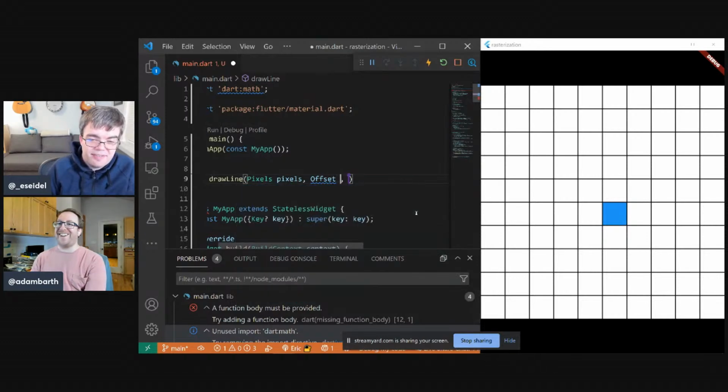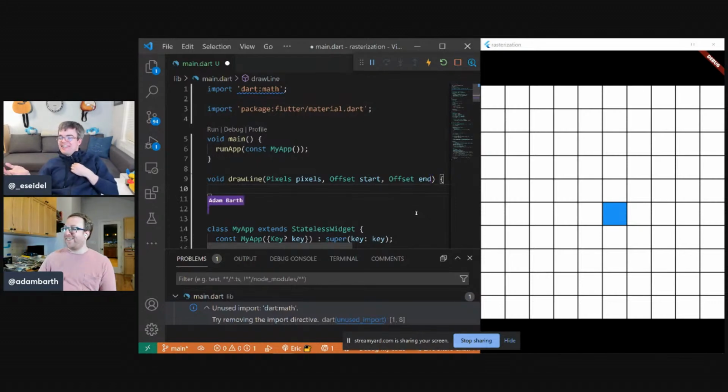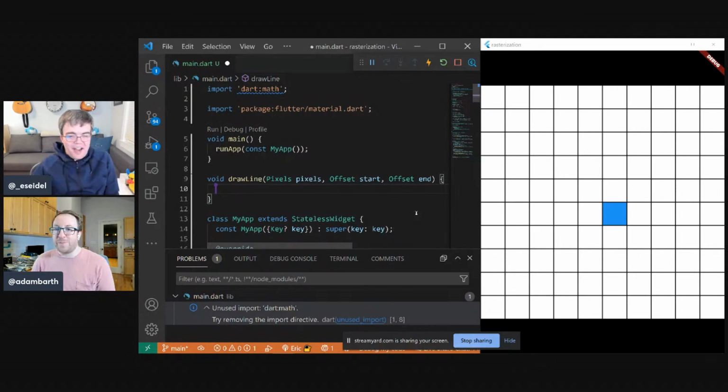Flutter has this class, right? Well, what a good idea. That's a great idea. And then a color? Because then we're literally implementing Canvas, basically, except it's a software canvas. This is great. But now we need an algorithm.